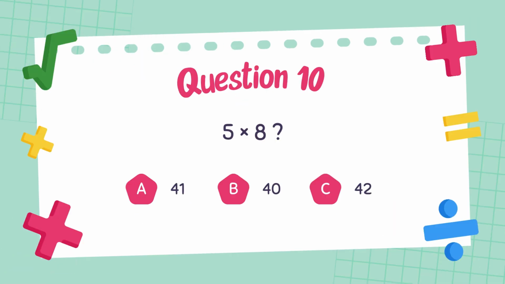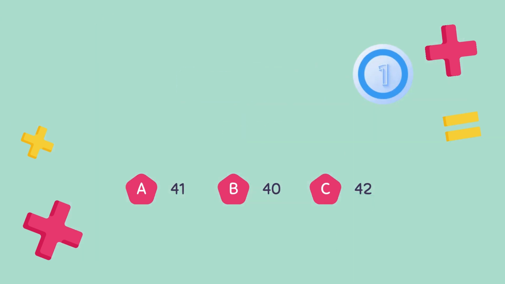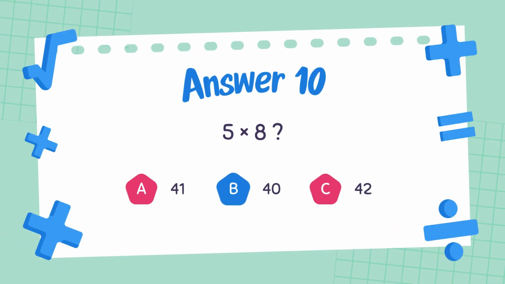Question 10. What is 5 times 8? Is it A, 41, B, 40, or C, 42? The answer is B, 40. Keep it going.